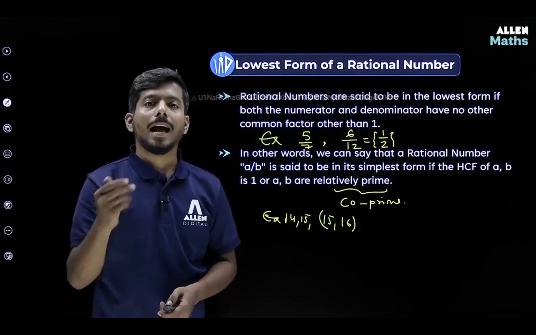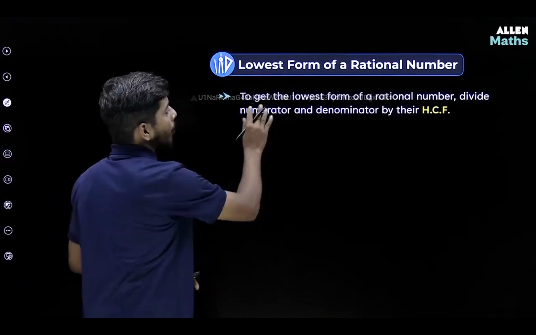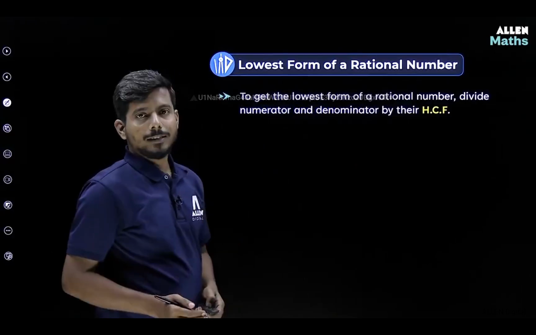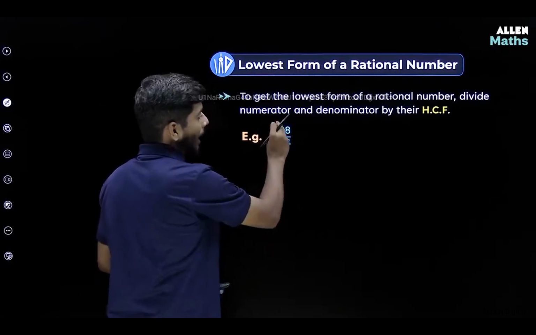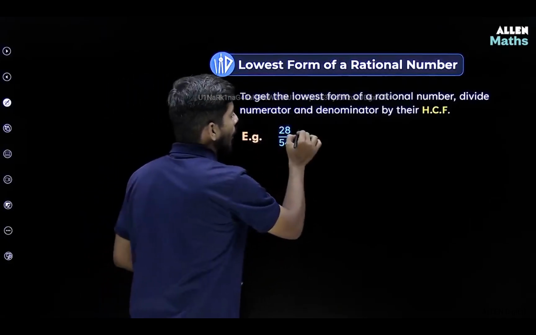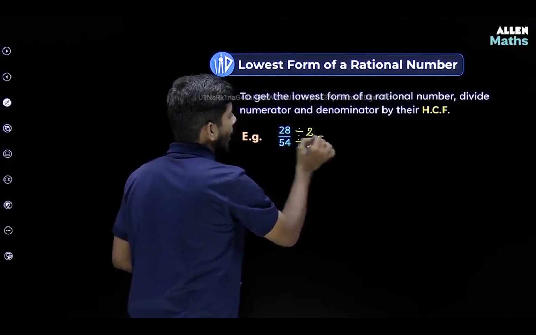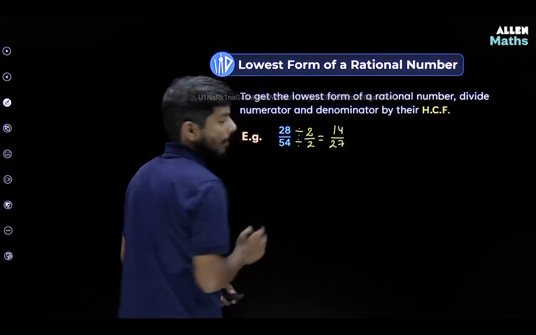Let's see how to convert a rational number to the lowest form. We need to divide the numerator and denominator by their HCF. Here we have an example: 28 over 54. The HCF of 28 and 54 is 2. So we'll be dividing by 2 and 2. What do we have? We have 14 over 27.